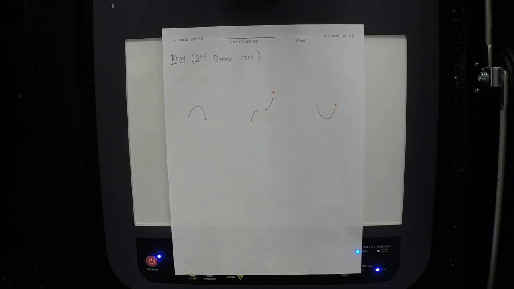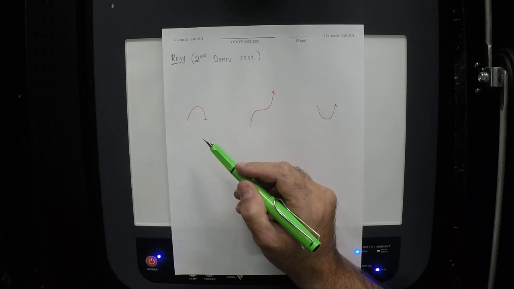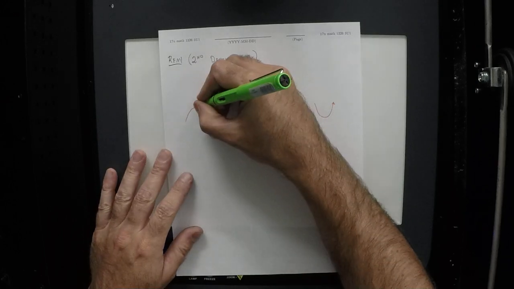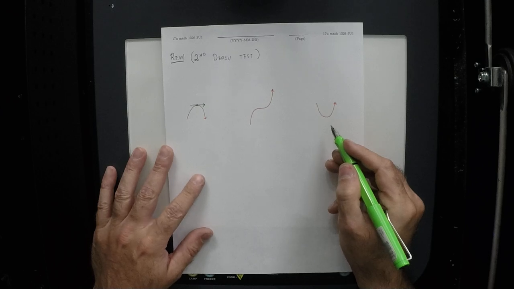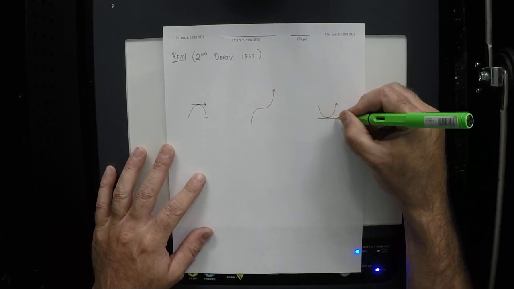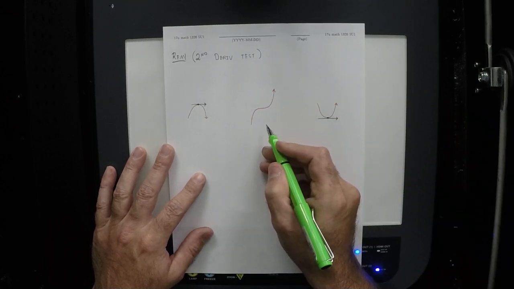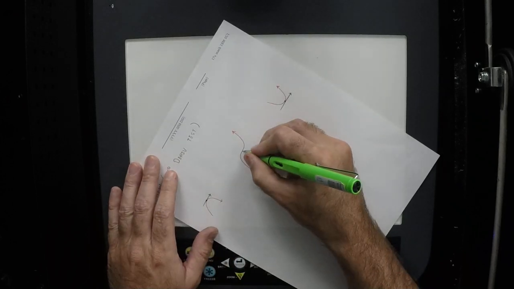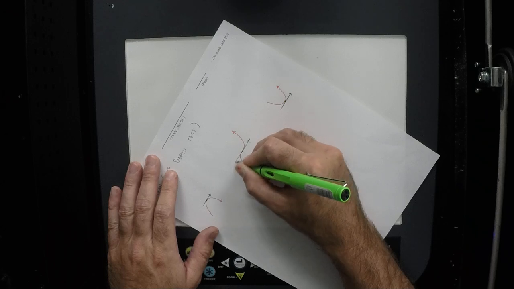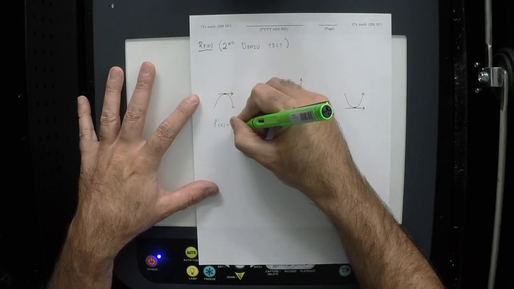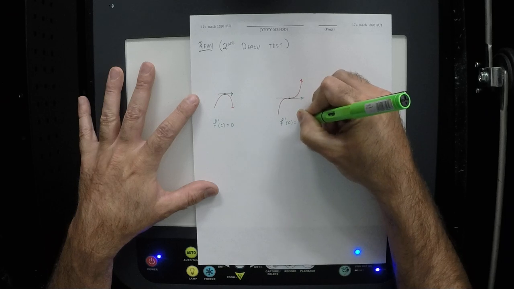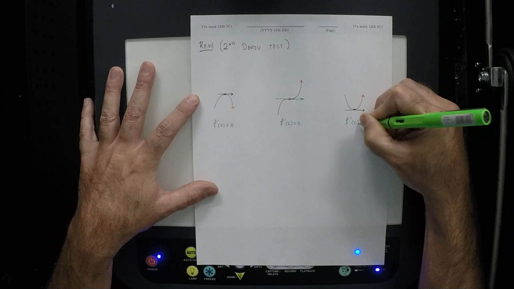Slope of tangent line. So what does a line of slope zero look like? A horizontal line. So, does this have any horizontal tangent lines? Yeah, at the top there, right? Does this one have any horizontal tangent lines? Yes, at the bottom. Does this one? It does. In the middle. So all of these, if that's the point C, they all have the condition that the derivative at C is zero.